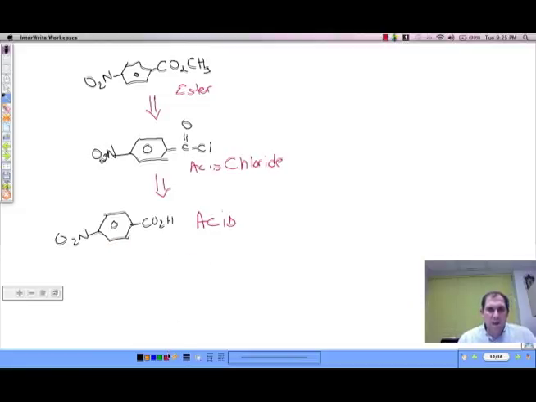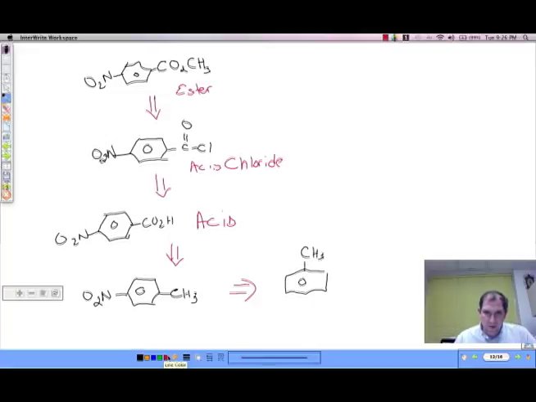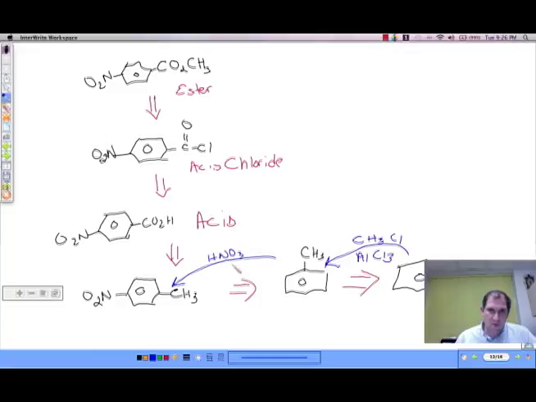Now remember, I got to get this back to an ortho para director, so let's take this back to now toluene, where CH3 is an ortho para director, and this would go back to just benzene. Reagent time. Friedel-Crafts alkylation: CH3Cl, AlCl3, then HNO3, H2SO4 to nitrate. You get a little bit of ortho and para and you separate.